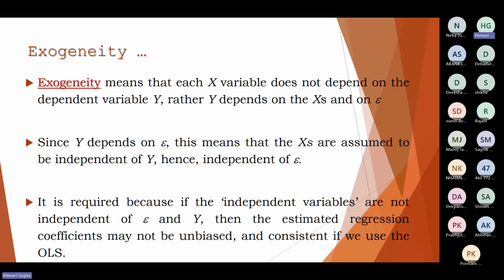Exogeneity means your independent variable is independent of the error term. It is neither related to your dependent variable nor related to your error term. And if you find that your x, your independent variable, is related to your error term, we name it endogeneity. It is required because if the independent variables are not independent of the error term, then the estimated regression coefficient may not be unbiased and consistent if we use OLS. And if we continue to use it, our results will be biased.